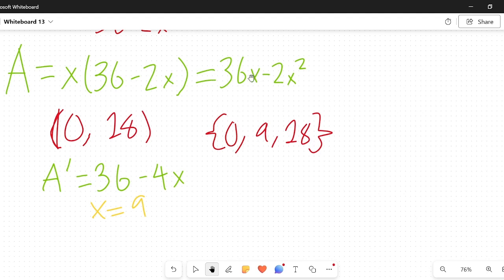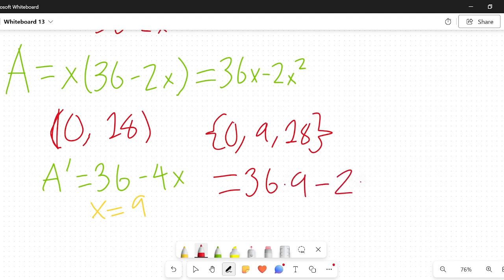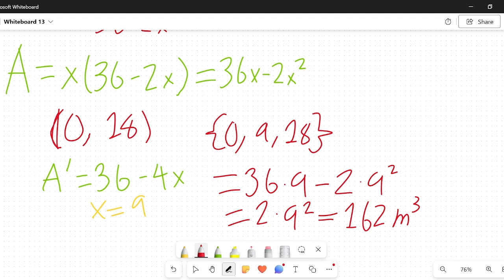But if we plug in 9, we get 36 multiplied by 9 minus 2 times 9 squared, which is equal to 162 square meters. So 162 square meters is going to be the maximum area that we can enclose. This is what a typical optimization problem looks like.